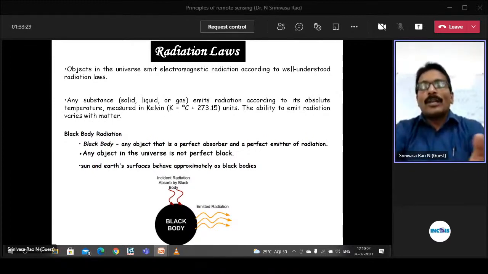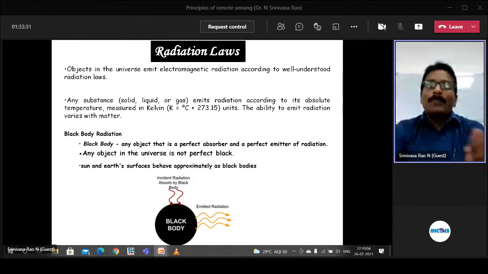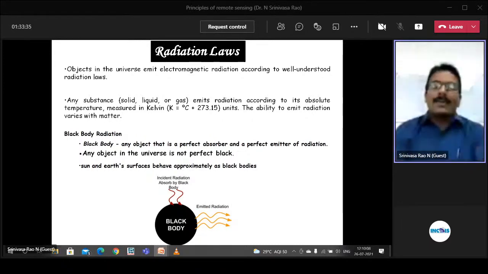Similarly, earth also. Okay, later I will explain this concept. Actually, how are we calling the sun a black body? Sorry, the sun and the earth. Okay, this is the radiation loss.